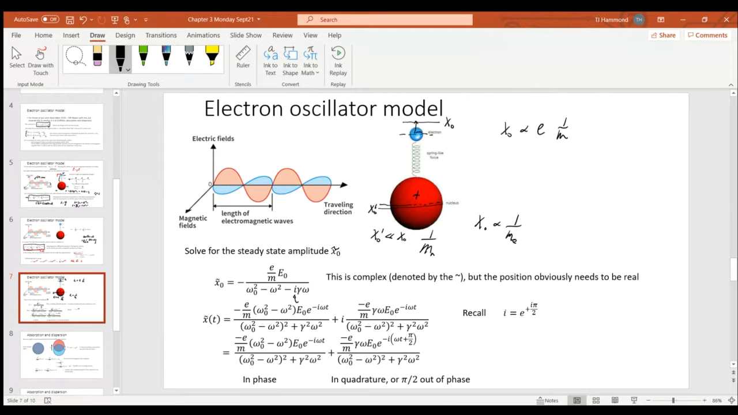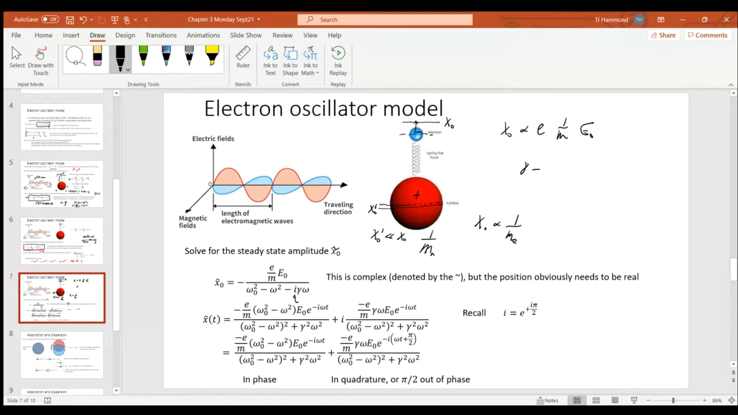So it's inversely proportional to the mass of this charged particle, so that's the mass of the electron. It's also proportional to the electric field, so that's not surprising. If we drive this with a really strong electric field, this electron is going to oscillate a lot. And then we have this denominator, omega naught squared minus omega squared, and then we have this minus i gamma omega. So gamma is this damping factor, remember?